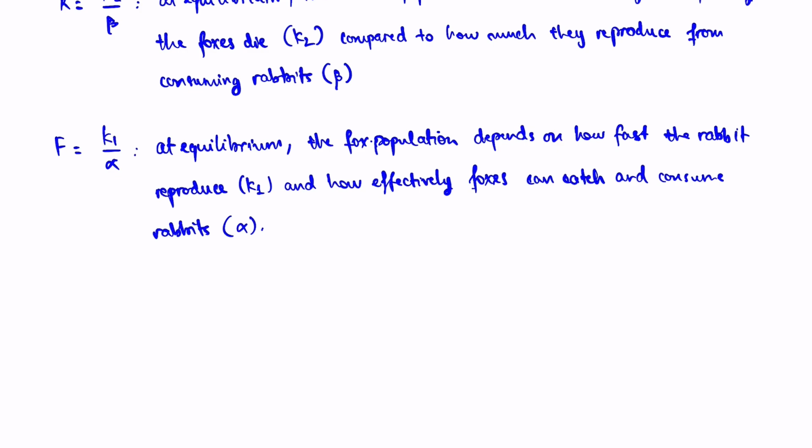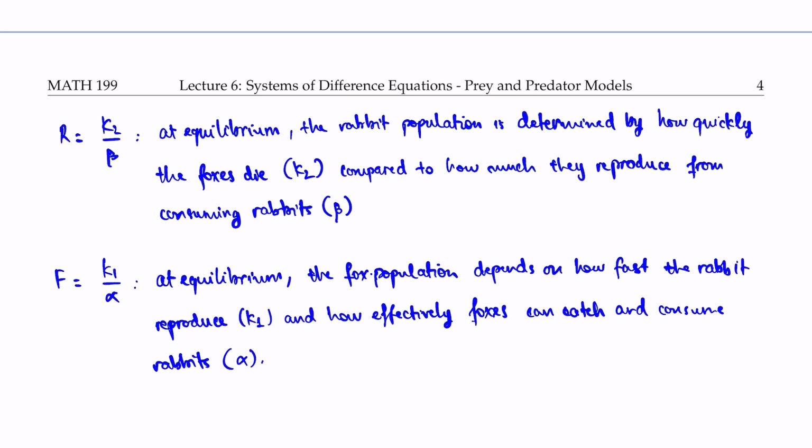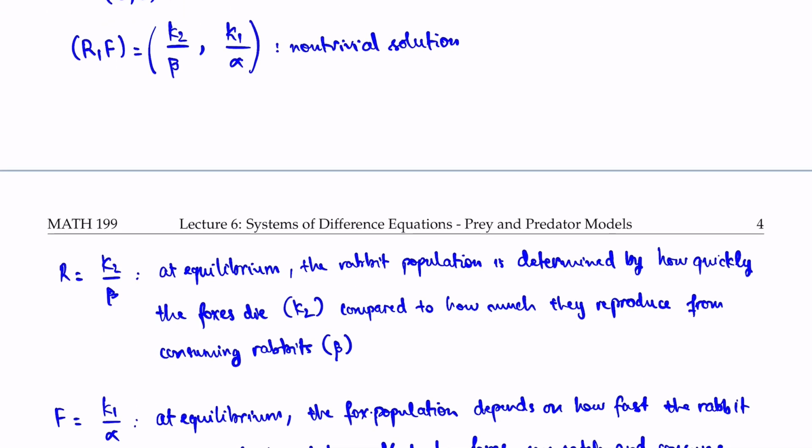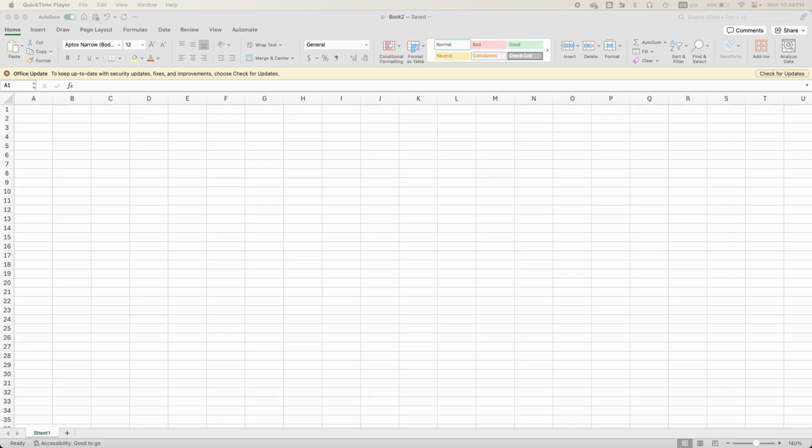Remember, we have two equilibrium points here. One is the trivial solution 0, 0, where all the populations in the ecosystem will die down. And we have another equilibrium point, R, F equal to K2 over beta, K1 over alpha. To visualize this model, the long-term interaction between these two species, I'm going to use Excel for plotting and for analyzing the model numerically, to visualize the interactions between foxes and rabbit populations.